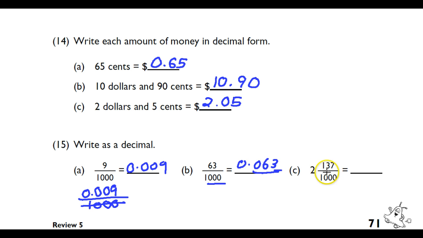All right, this over here is good. It's wise for us to convert into improper fraction. So what we can have here is 2 times 1,000 is 2,000. 2,000 plus 137 is 2,137. Divide by 1,000. Same thing, the decimal point, move up this way. Your answer is 2.137.